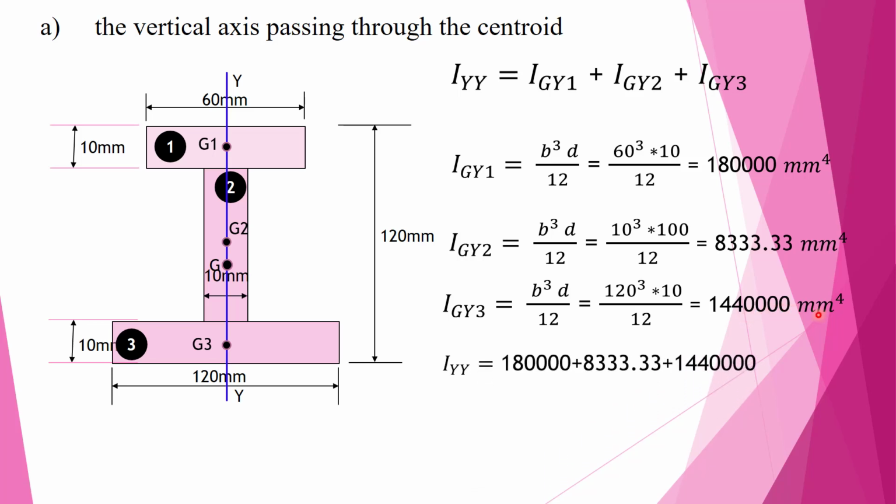So finally, the moment of inertia of the I section about the centroidal YY axis will be equal to the sum of all these values, right? So 180,000 plus 8,333.33 plus 1,440 into 1000 mm raised to 4, which is equal to 1.63 into 10 raised to 6 mm raised to 4.